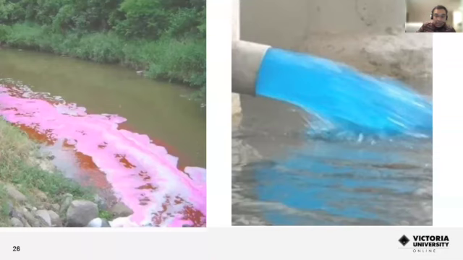This is another photo, and these are happening in countries like China, Vietnam, Cambodia, Bangladesh, Pakistan, Turkey, wherever these dyeing factories are in numbers. So this is another photo. You can see the blue water and the pink water being discharged into the water bodies. So what's the problem with that? What's the problem of discharging colored water into the water bodies?